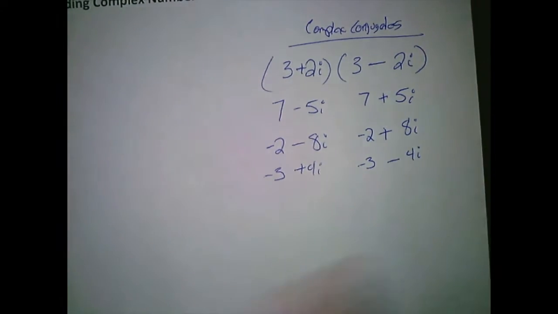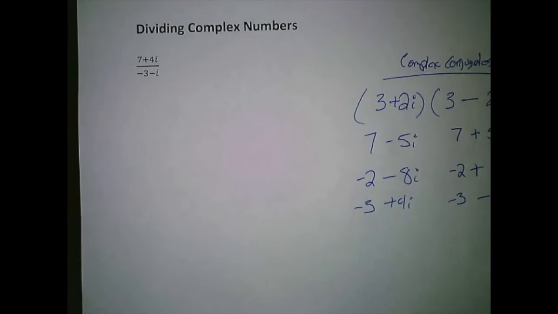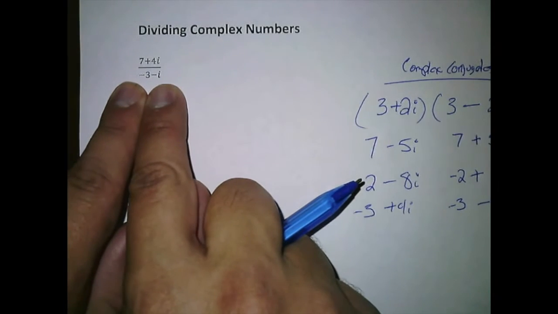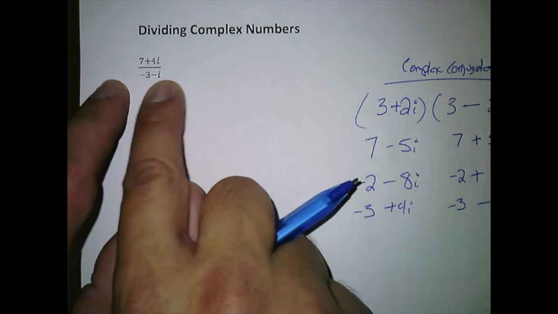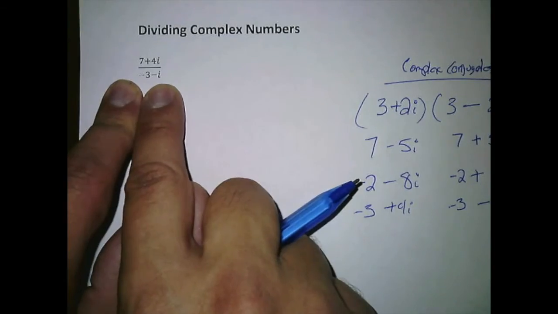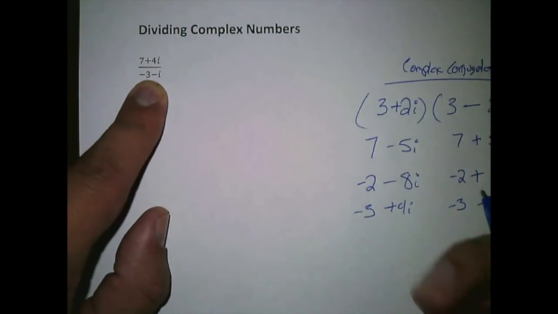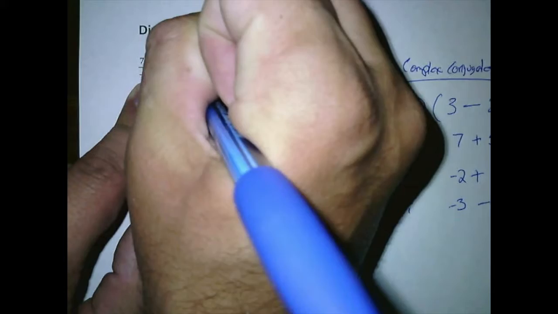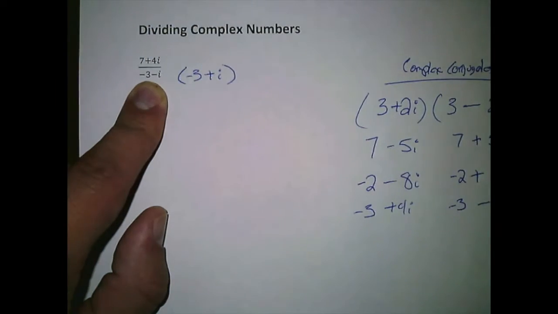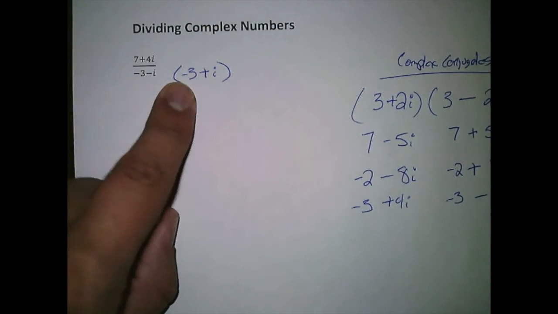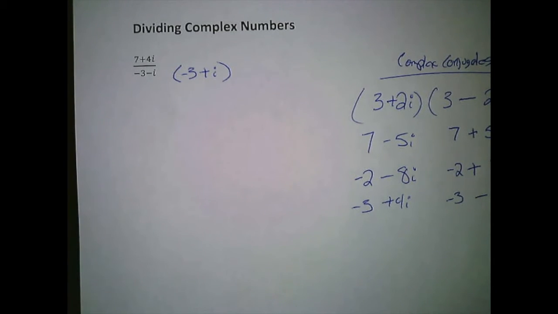So looking at our problem, I have 7 plus 4i divided by negative 3 minus i. Again, the focus is on the bottom. We want to eliminate the i's in the denominator. So I need to multiply by the complex conjugate on the bottom. If I see negative 3 minus i, I'm going to multiply by negative 3 plus i. And on top, anytime you multiply a fraction, if you multiply the bottom, you have to multiply the top. If you multiply the top, you have to multiply the bottom.